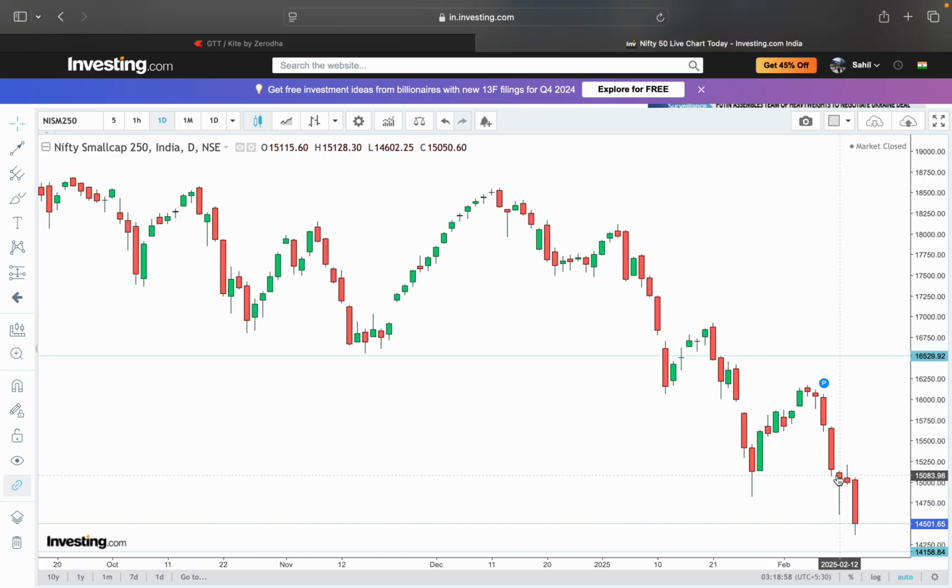One such confirmation, or one such pattern, was the hammer candlestick, formed a couple of days ago, but unfortunately the market broke its low. And this has happened in the Nifty 250 index, the small cap index.